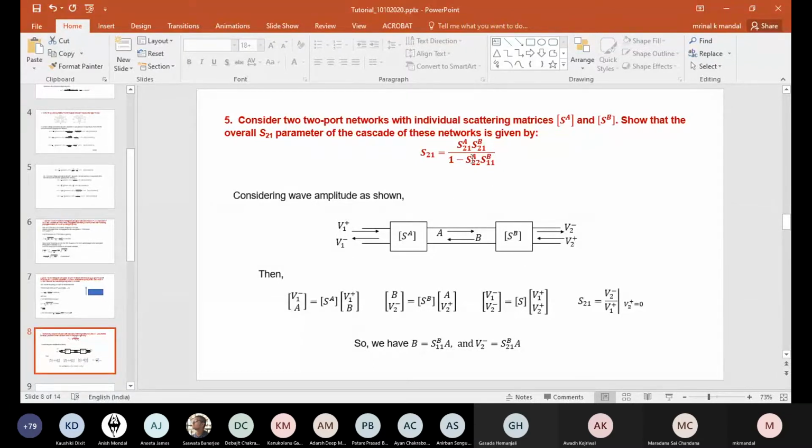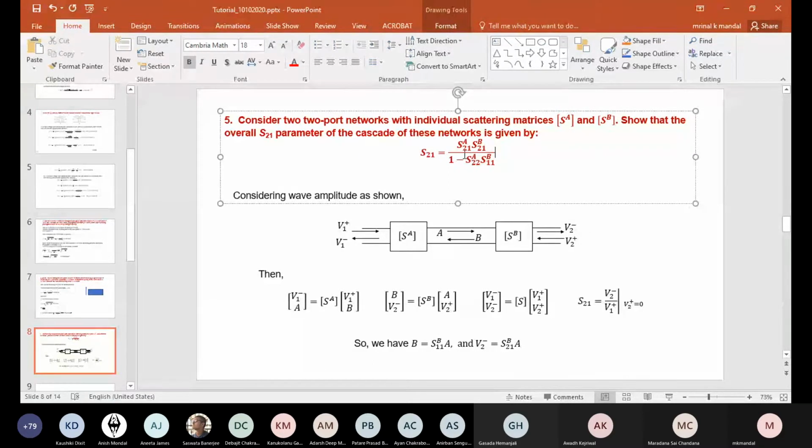The expression is given, basically you need to prove it: it is equal to S21 of the first network multiplied by S21 of the second network, divided by 1 minus S22, that is the output reflection coefficient of the first network, multiplied by the input reflection coefficient of the second network. So how do we proceed? We simply start from the definition of S parameters.